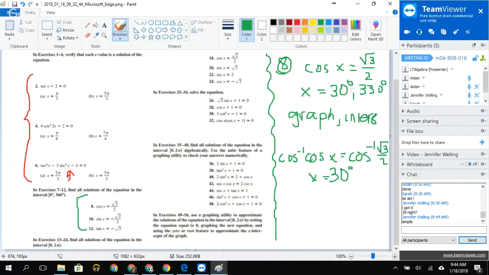So 14 through 20, what are they? 13 through 24. Same exact thing, except instead of degrees, which now feels weird to work in, right, we're going to work in radians. Back to radians. So we're going to find solutions over the interval of 0 to 2 pi.